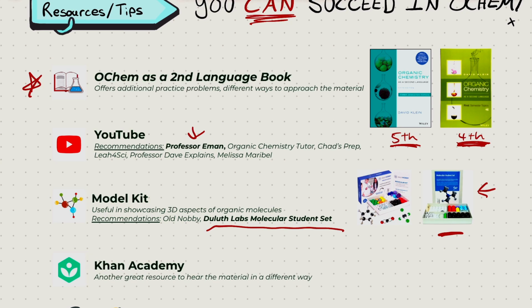Both the Old Nobby and Duluth labs are not too cost prohibitive. You can get them for, I believe, about less than $25 or about $25. I can't remember how much it costs. But yeah, highly recommend getting a model kit so that you can actually see the molecules that we did today in real time and actually get to play with them.